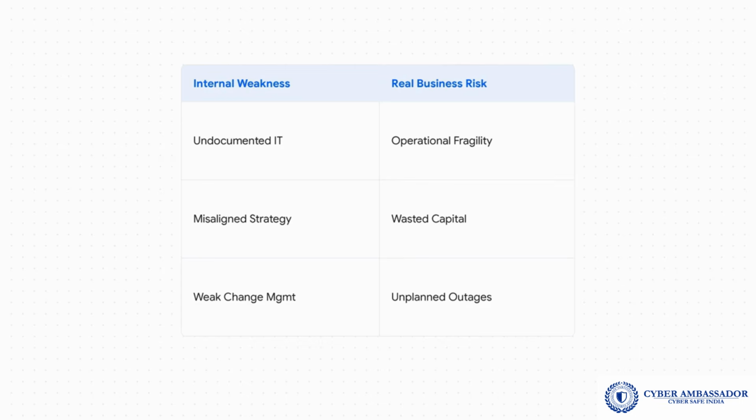Or maybe your IT strategy is just misaligned. You end up investing in technology that doesn't actually support your business goals, resulting in completely wasted capital. You're throwing millions at security tools that don't address your primary threats. And then there's weak change management, pushing updates without formal approval processes. The risk there? Unplanned outages. A bad update causes a crash, and you have absolutely zero audit trails to find the root cause. Ultimately, poor governance directly causes real-world chaos.